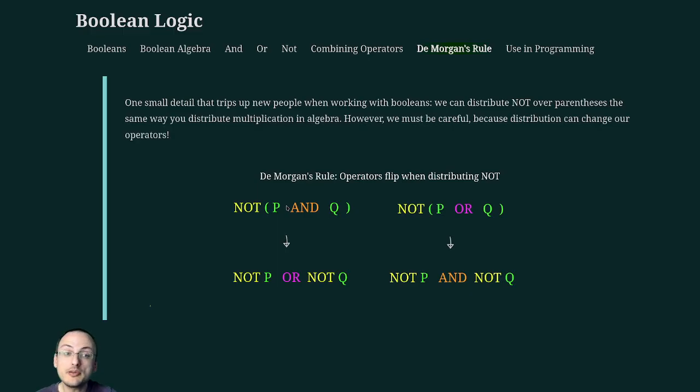So people try to apply similar thinking to Boolean logic and say, oh, well, this not, I can apply it to everything inside the parentheses, say not P and not Q. But De Morgan's rule actually works a little bit differently. It says that when you're doing Boolean logic, if you distribute a not over parentheses, you actually have to change what operator you're using. So not (P and Q) actually turns into not P or not Q. Notice the and turned into an or.